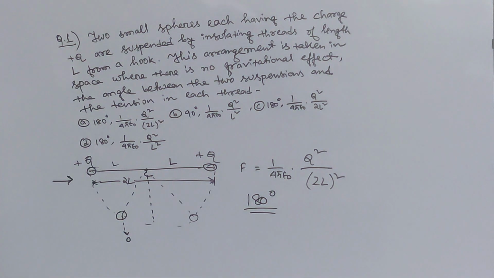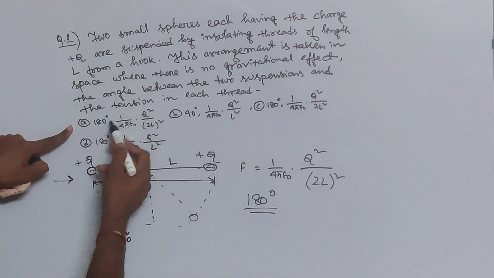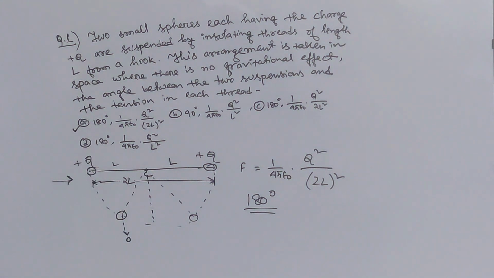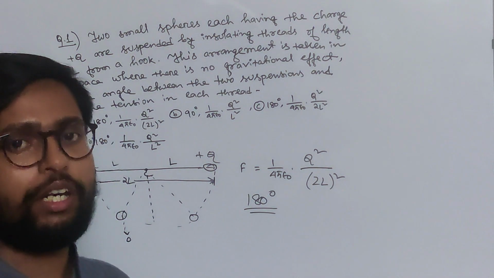So which option is correct? This option is correct, option A, right? 180 degree and 1 by 4 pi epsilon naught q square by 2L whole square. So option A is correct. Okay, let's move to the next question.